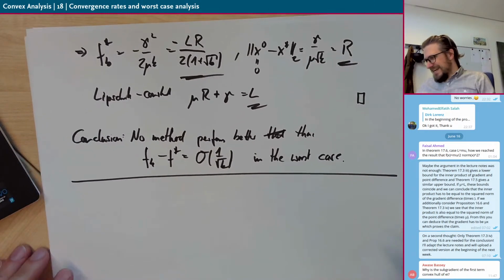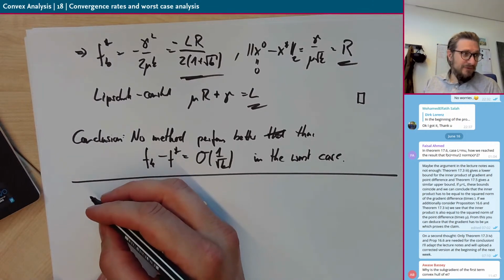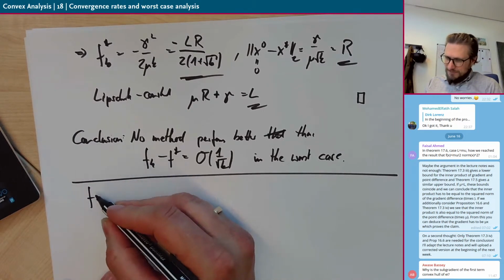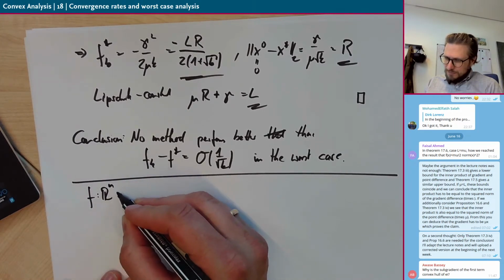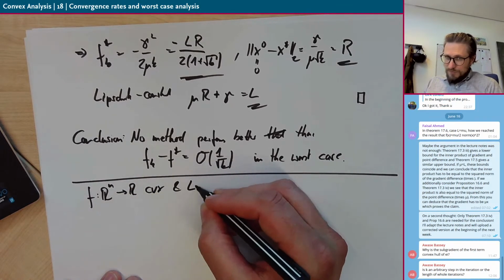Okay, so now we come to the case where f is differentiable. It's convex and L smooth. So the next step is f goes from R^n to R, convex and L smooth.